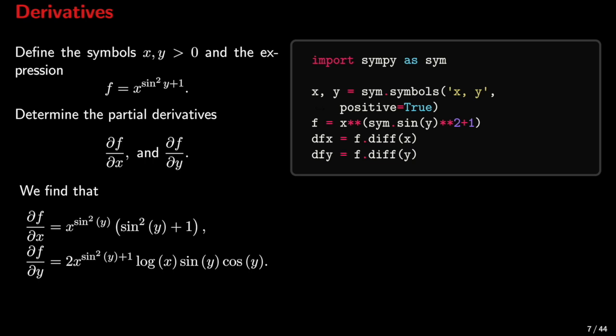As you can see, it's really very easy. The partial derivative with respect to x can be determined using the method diff and passing the variable x. It is f.diff of x. We determine the partial derivative with respect to y the same way. You can run this code and check that these are the symbolic expressions computed by sympy.